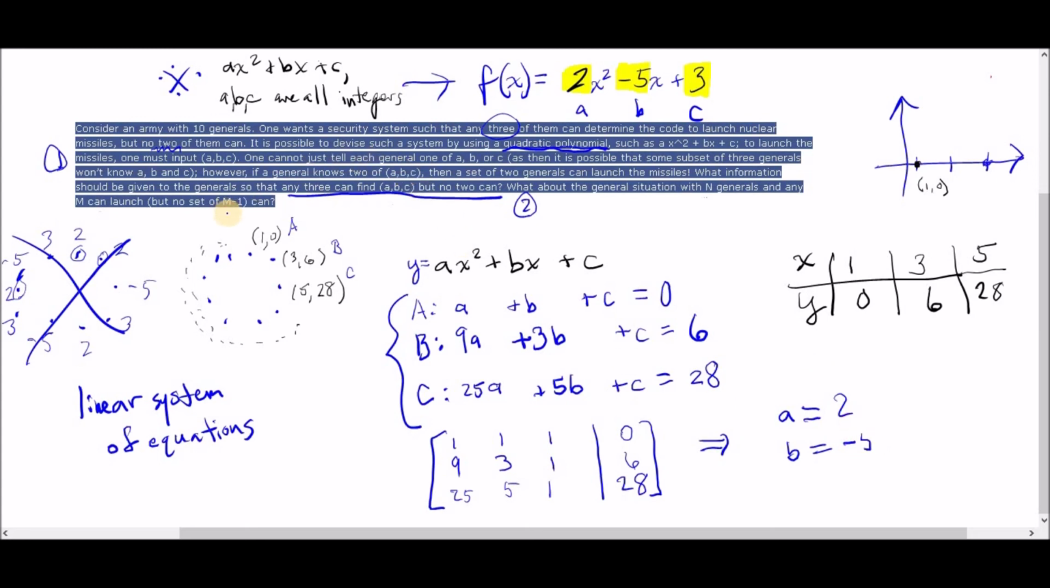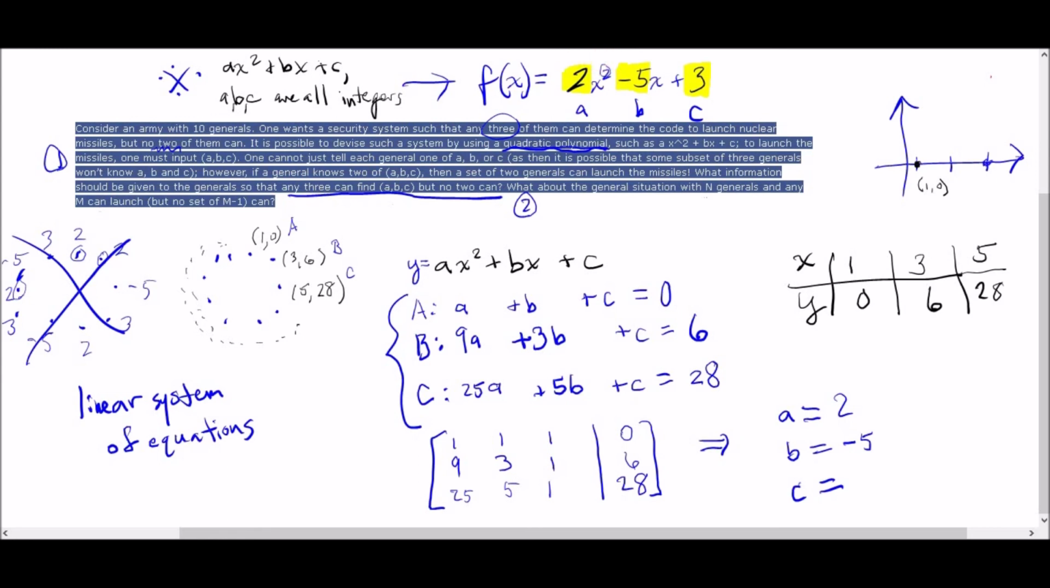So let's just keep the same number of generals. It shouldn't at this point matter. If we keep the same number of generals, or just whatever the number of generals are, but we want 4 of them to have to get together in order to figure out the code, then as you can probably guess, if 3 generals had to come together to get the 3 coefficients for a quadratic function that is of degree 2. That's what quadratic means, degree 2.